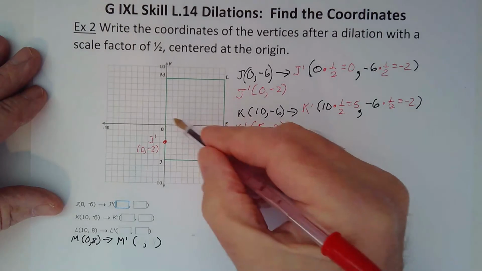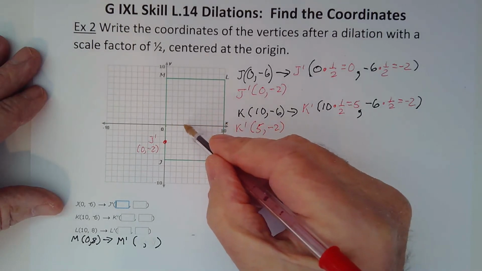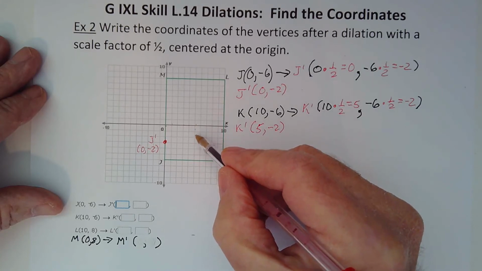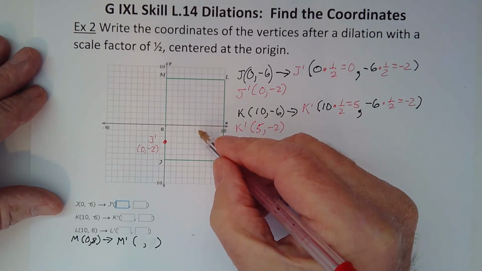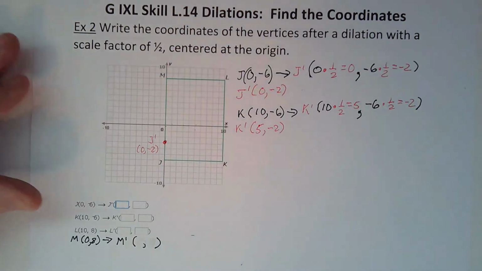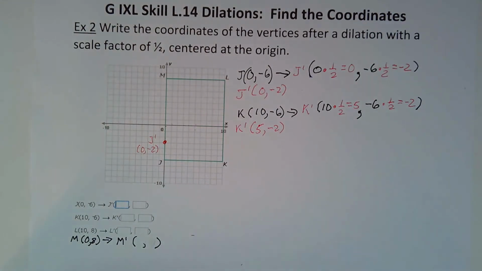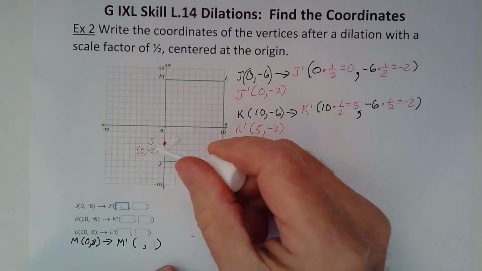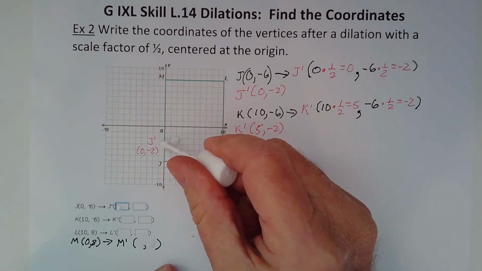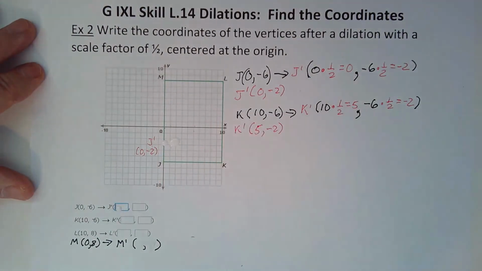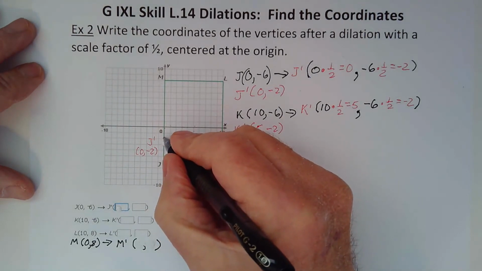All right, so we're going to go over here to x is 1, 2, 3, 4, 5, and y is negative 2. Oh, you know what? I put J prime down here at negative 3. Let me take that out. It's supposed to be at 0, negative 2. And so that belongs here.